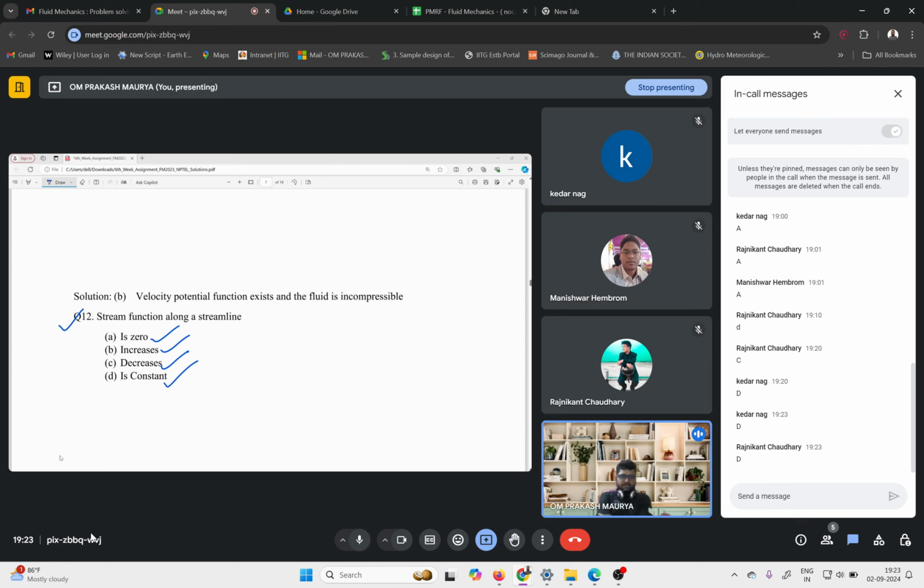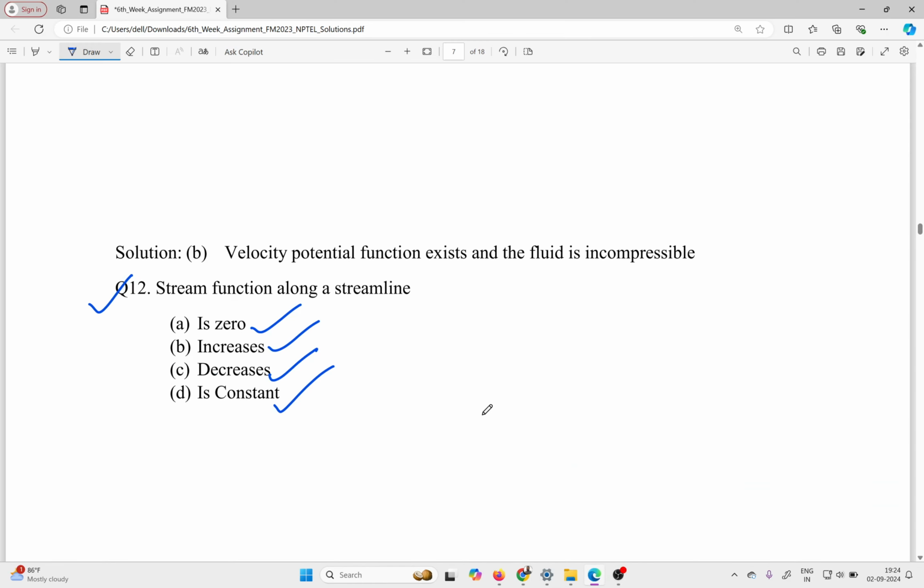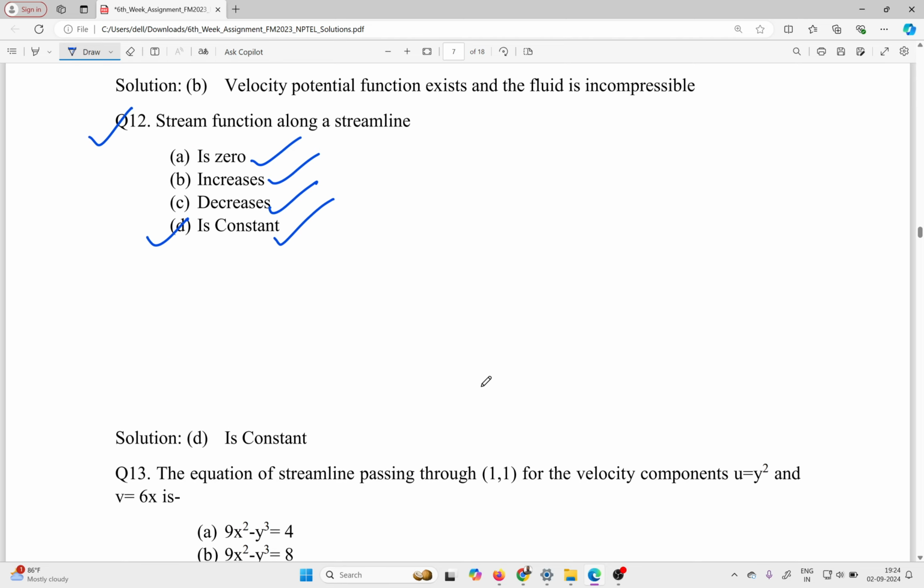Okay, Rajnikant is telling D. Kedar is also telling D. Okay, I'll wait 1 minute. Okay, so Manishwar is also telling. Okay, good. So definitely it will be constant. Your stream function along a streamline will be constant. So good. Now we'll move ahead to the next question.